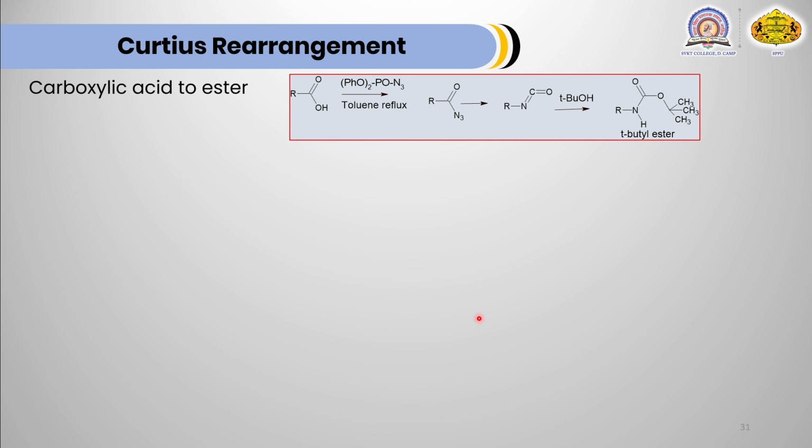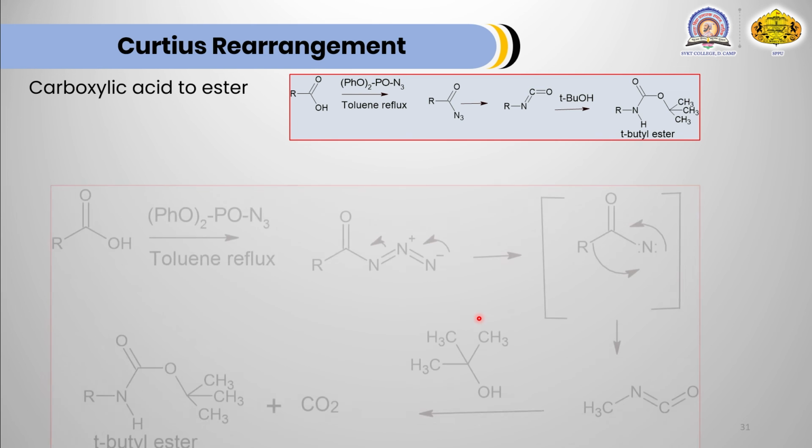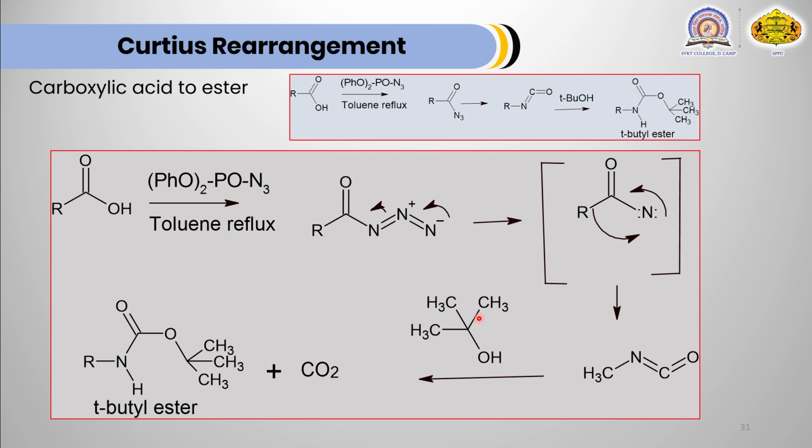This is another example in which carboxylic acid is converted to ester. Carboxylic acid reacts with another reagent in refluxing toluene, and there is formation of acyl azide. The reagent which is shown here is (PhO)2PON3, and here the rearrangement takes place. Isocyanate is obtained. This isocyanate on treatment with tertiary butyl alcohol produces tertiary butyl carbamate as the main product.